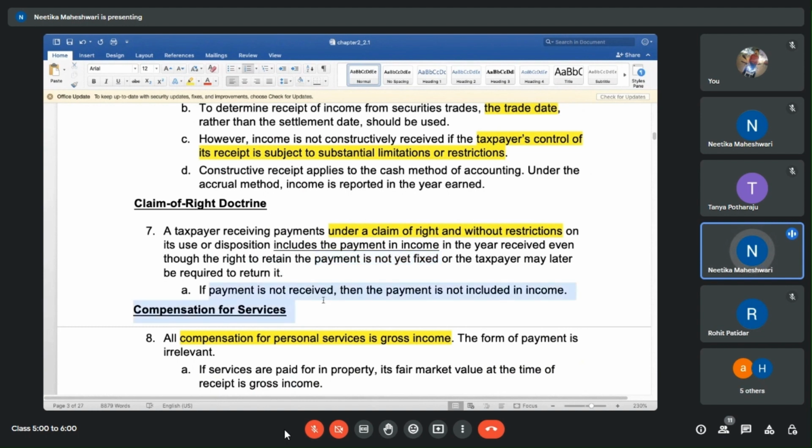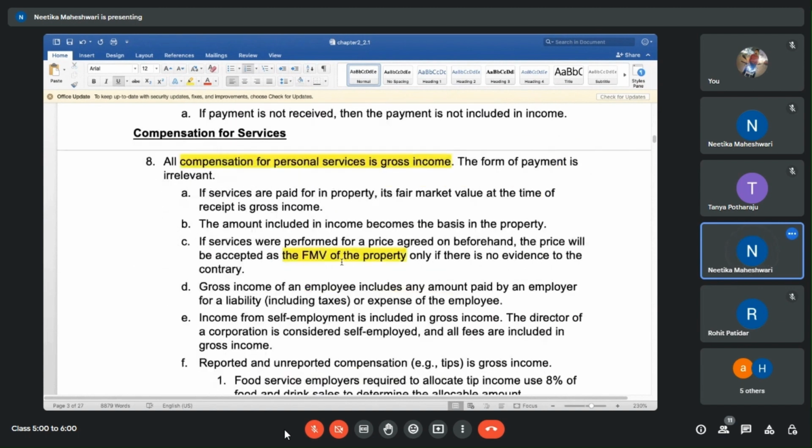If the payment is not received, then payment is not included in income. That is different, yeah. Okay, so this is again the claim of right doctrine. That's important, that there has to be a right which needs to be established and without reasonable restriction, without direct conditions attached to it. And it's okay even if later on you are changing the amount or issuing discounts and all.